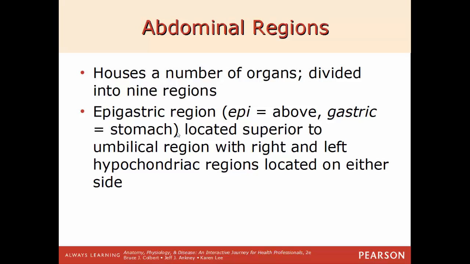And we're only talking about the abdomen here. We're not talking about the thoracic, or the pelvic, or anywhere else, just the abdomen, because it is so large of a cavity, there's so many organs found within the cavity, it has to be subdivided into further regions. And the first one, the epigastric. Epi always means above, gastric always means stomach. So this is just above the umbilical region, found just between the right and left hypochondriac regions on either side. So we're thinking of a tic-tac-toe pattern. This would be the upper middle square.